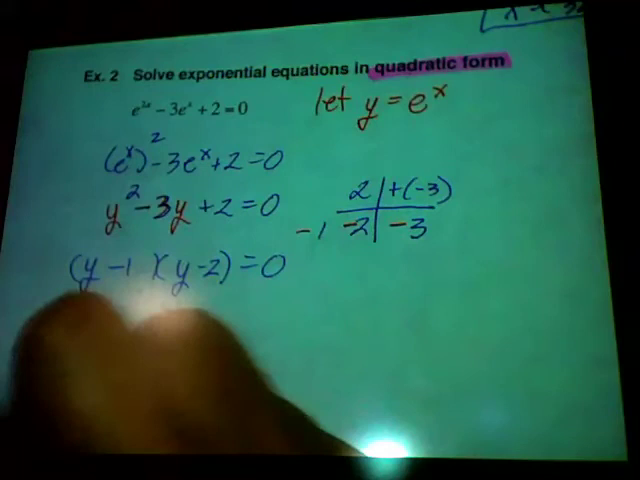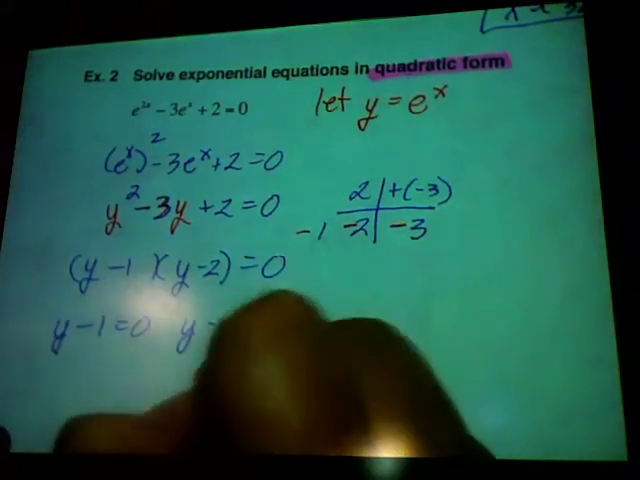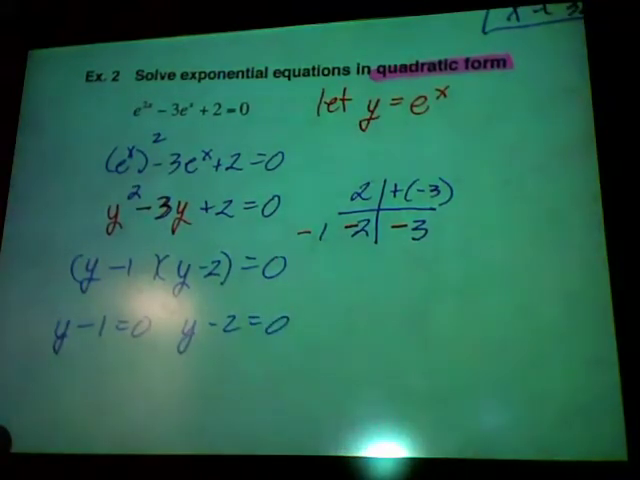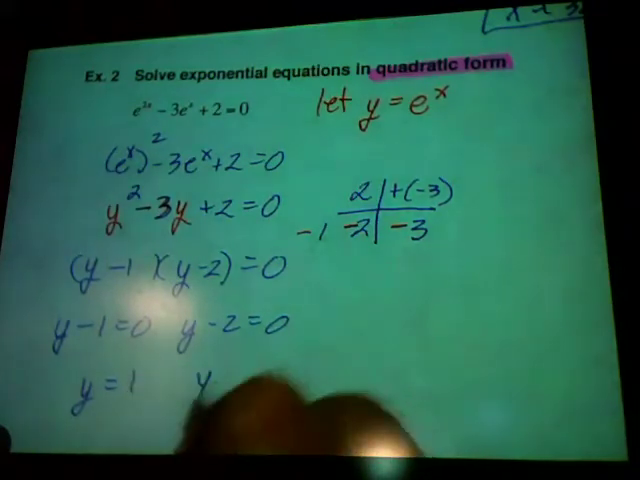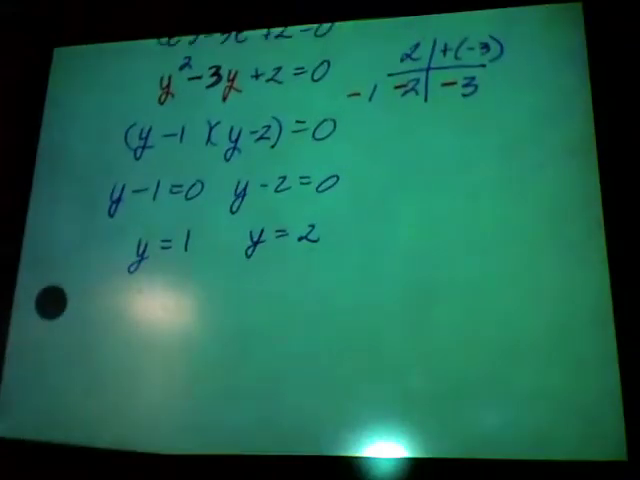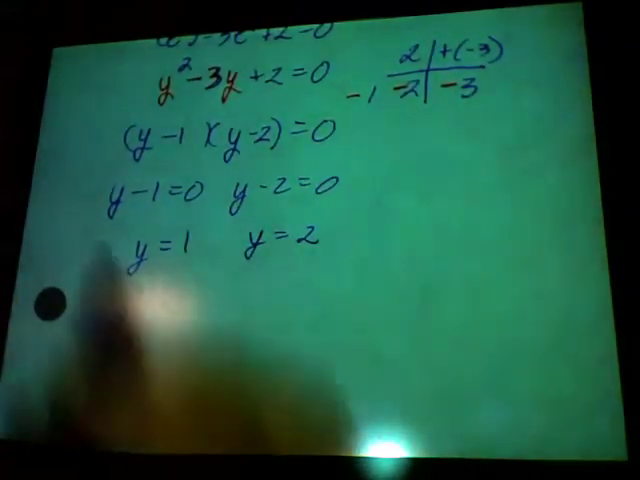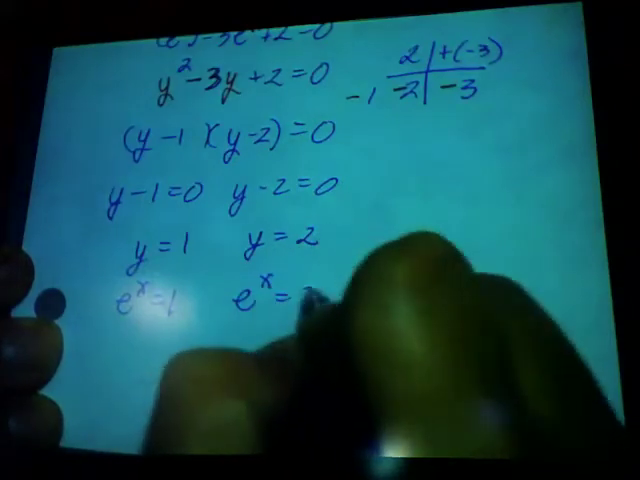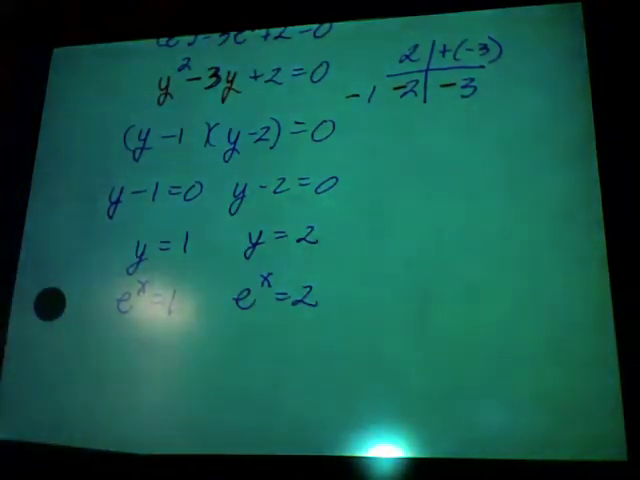All right, so then I want to solve each one of these, correct? So set these equal to 0. None of that's new. What does y equal? y equals 1 and y equals 2. But is that really our solution now? No. So what are we going to switch y with? e to the x. So now we have to replace y with e to the x. So e to the x equals 1 and e to the x equals 2. How do we solve that? And this is the reason why you learned what you did above.